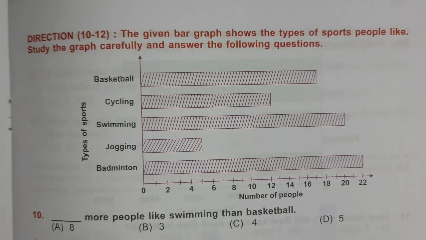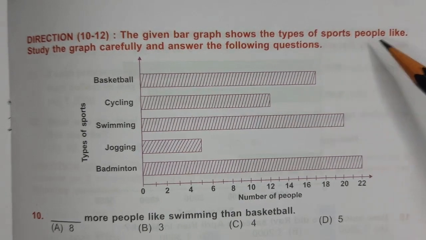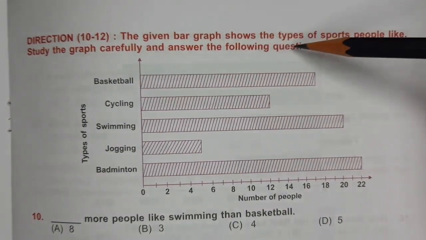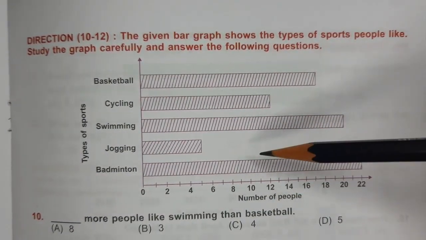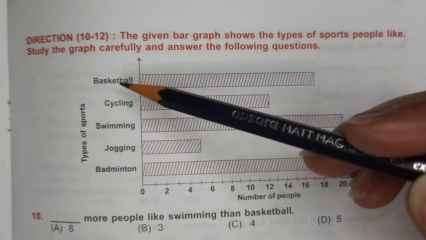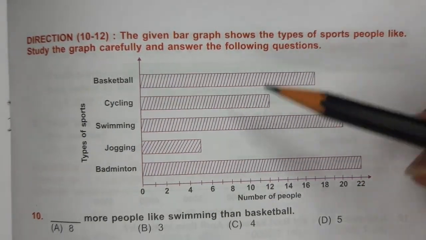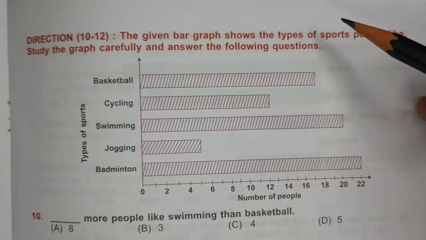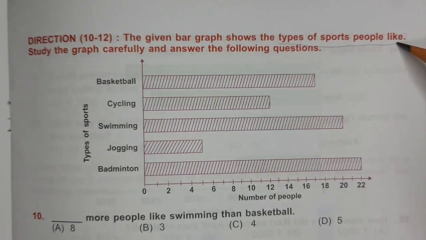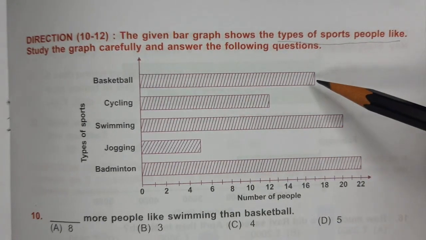Directions 10 to 12. The given bar graph shows the types of sports people like. Study the graph carefully and answer the following questions. First, I will study this graph. Types of sports: basketball, cycling, swimming, jogging, badminton. Number of people. So this particular graph is about types of sports people like, right? That's why you will have number of people over here. So let us resolve this.